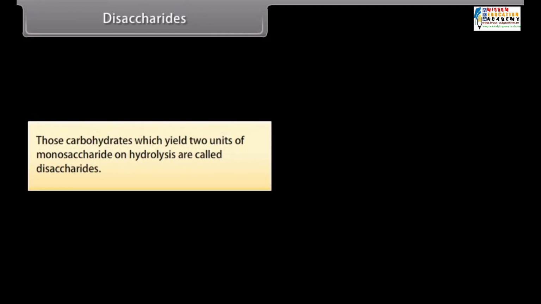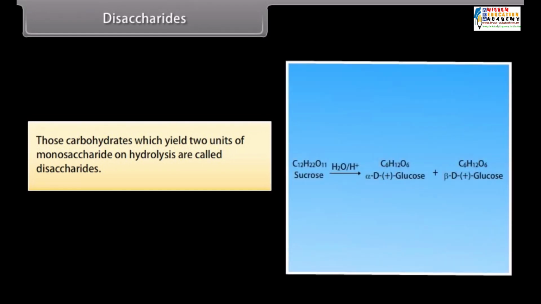Disaccharides. Those carbohydrates which yield 2 units of monosaccharide on hydrolysis are called disaccharides. For example, sucrose yields alpha-D-glucose and beta-D-fructose on hydrolysis. This means that disaccharides are formed by condensation reaction between 2 monosaccharide units.